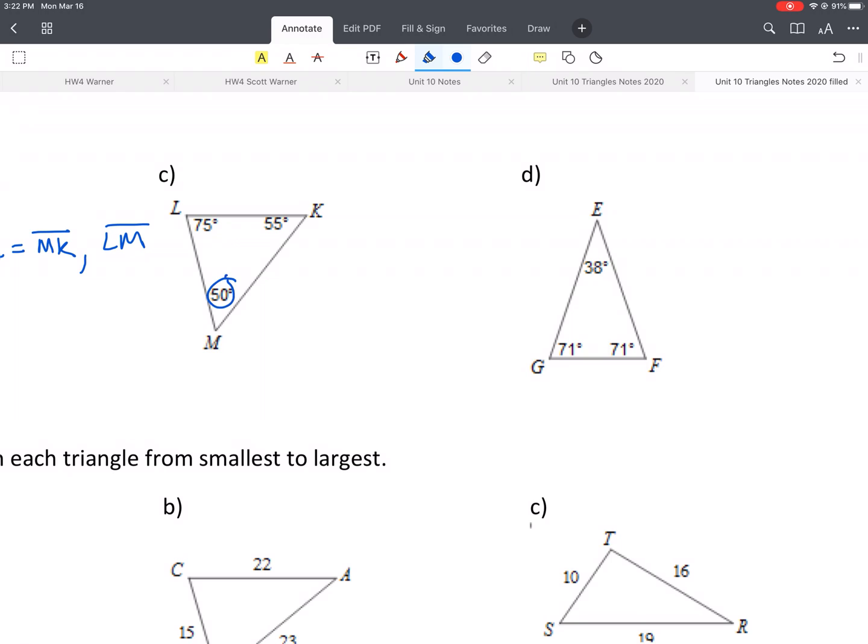Okay, this is the smallest angle. This is the smallest side, so LK. Next is the 55, so we have LM. And then the largest side would be KM.